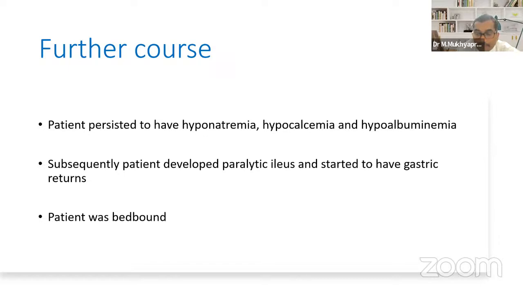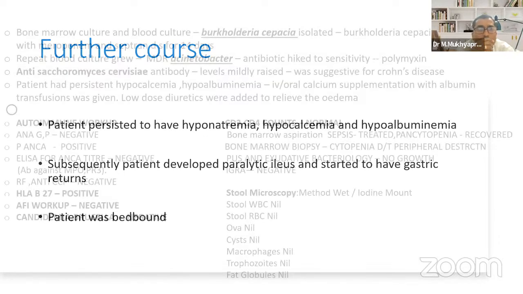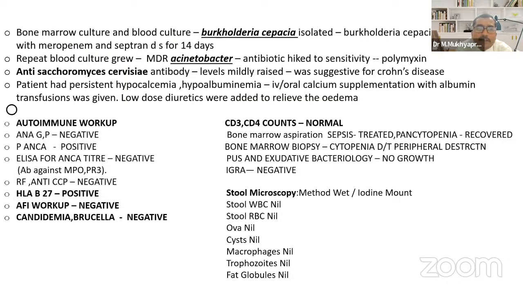We had to shift him to HDU. And again, bone marrow cultures and blood culture came. It was a gram-negative sepsis. Burkholderia cepacia was isolated. Sensitive to meropenem, we started, along with the Septran. There was some pancytopenia, we could control it with this, and started then.